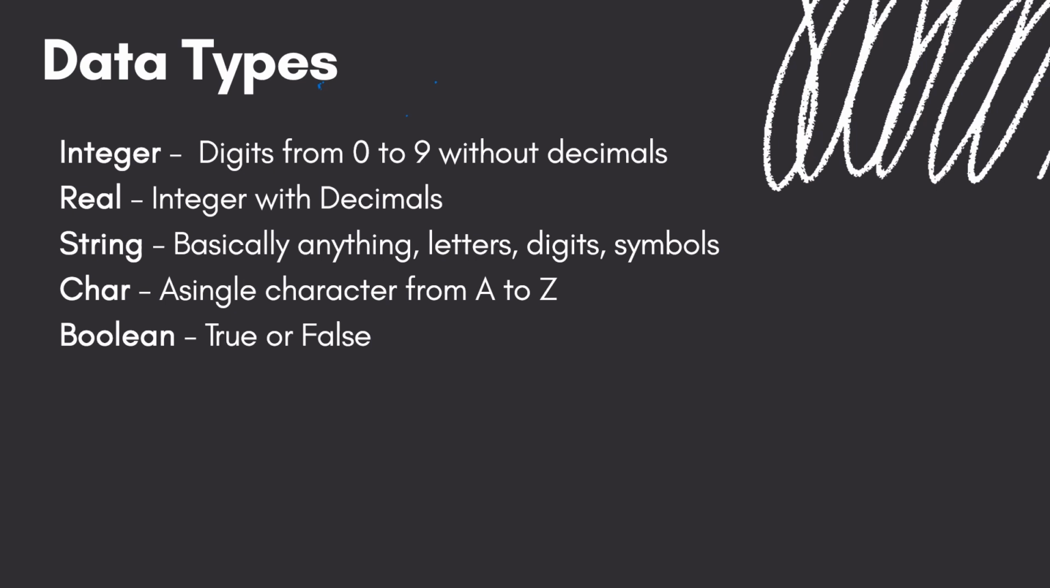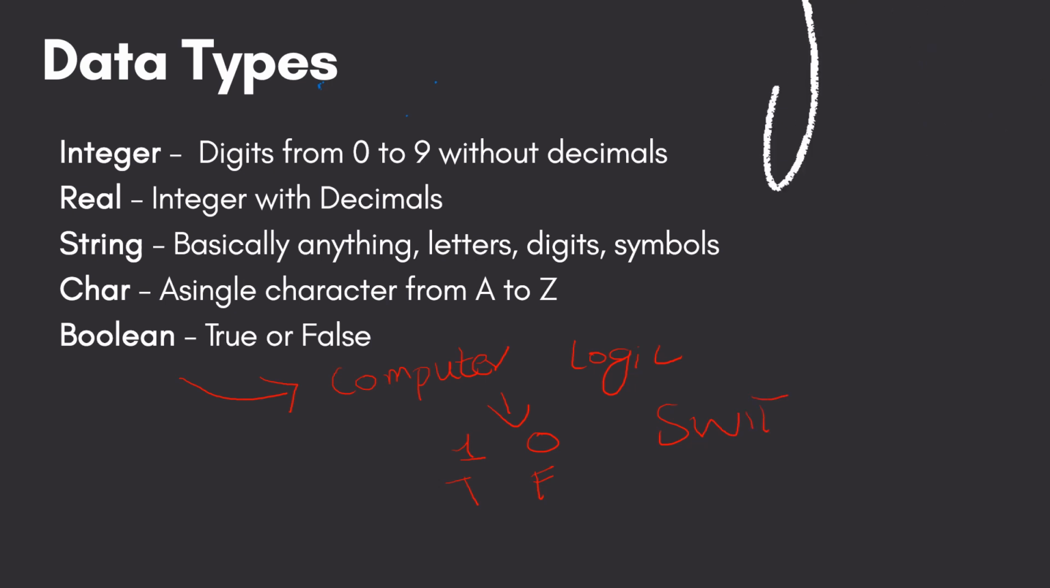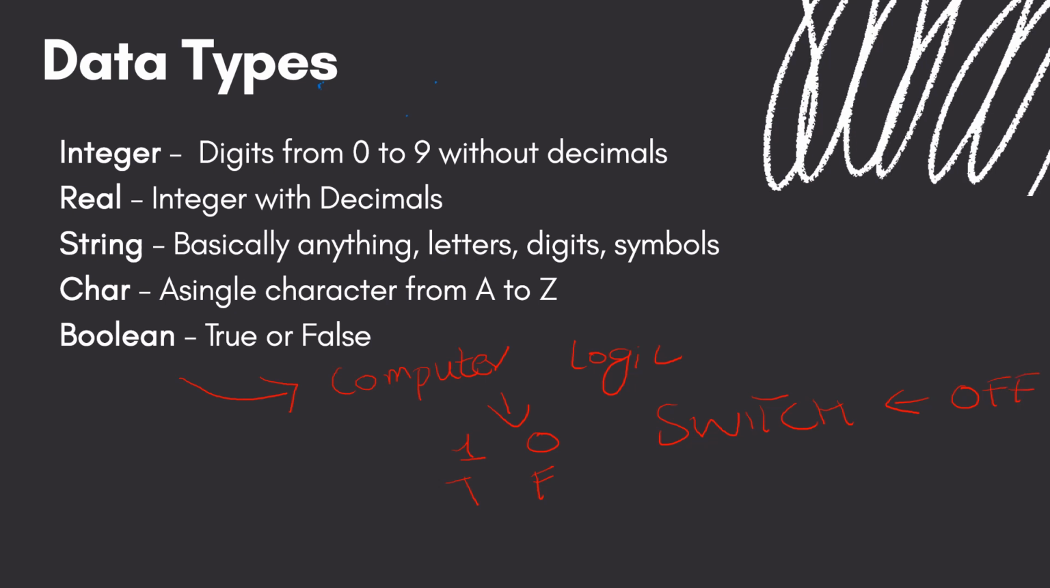I believe I need to expand on this. Boolean basically means computer logic. And on computer logic, you need to understand what it is. It is basically binary 1, 0, that is true or false. For example, a switch is either turned on or off. So switch on or switch off is an example for Boolean. Now you'll write this is Boolean.